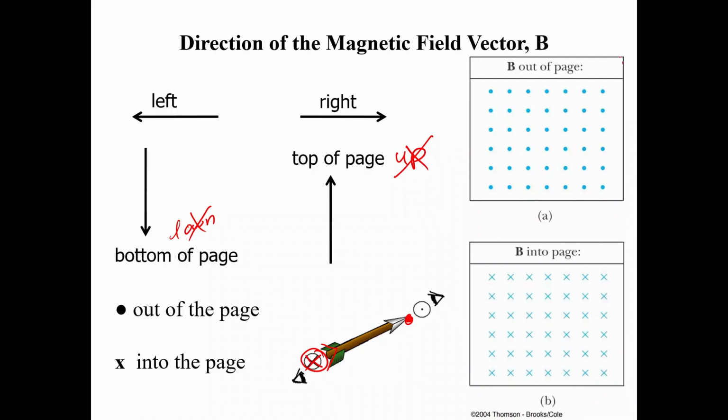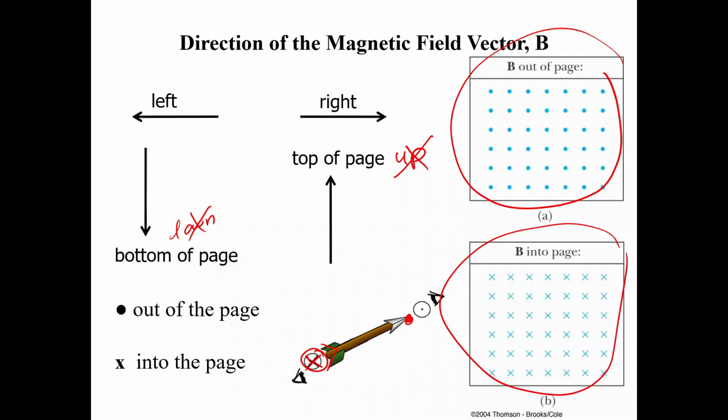So you can see in this image right here, we have a field of dots. This is a magnetic field that is coming out of the page. Picture an arrow coming up into your eye. And then down here, with all of those X's, those arrows are all pointing into the page.